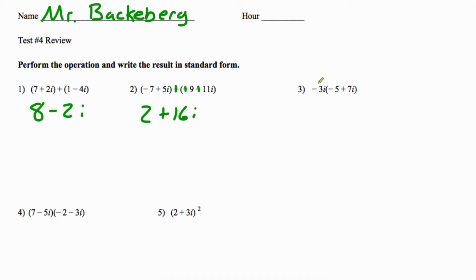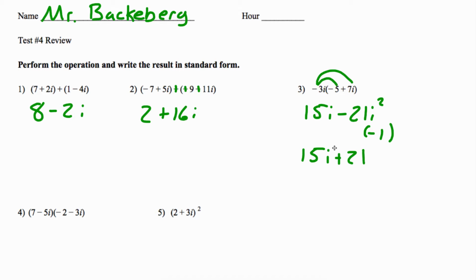Number 3 looks like we have to do some distributive properties. So I'm distributing the negative 3i to everything inside of the parentheses. Negative 3i times negative 5 should give us positive 15i, and negative 3i times 7i should give us negative 21i squared. Remember, i squared is the same as negative 1, so if we take the negative 21 times the negative 1, we get positive 21. So this is 15i plus 21, but then we want to write the result in standard form, so that real number should come first, so 21 plus 15i.